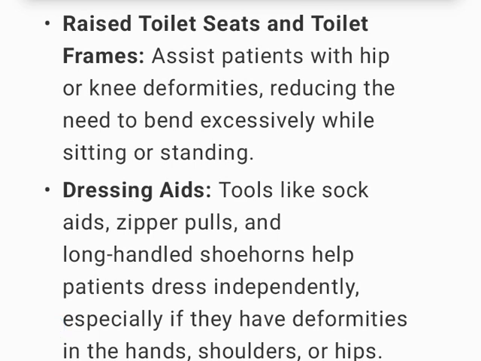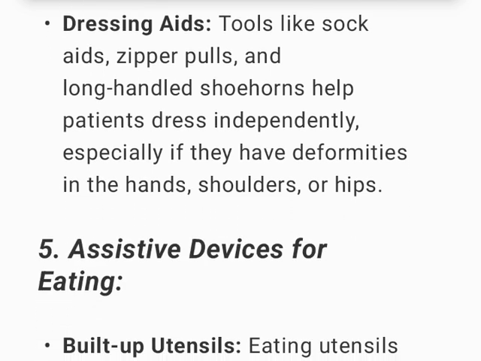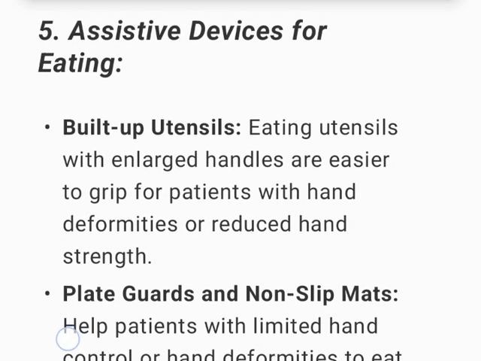Raised toilet seats and toilet frames assist patients with hip or knee deformities, reducing the need to bend excessively while sitting or standing. Dressing aids. Tools like sock aids, zipper pulls, and long-handled shoehorns help patients dress independently, especially if they have deformities in the hands, shoulders, or hips.